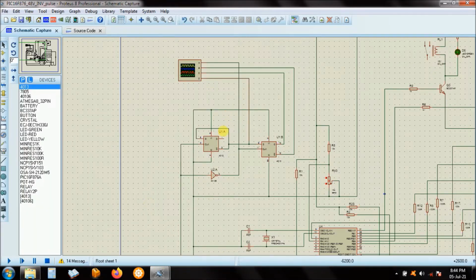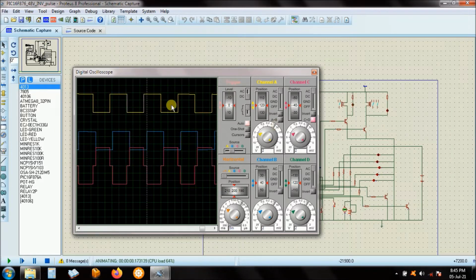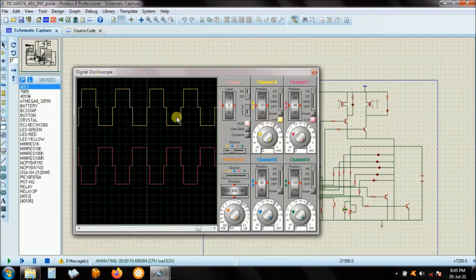Okay, I remember we are actually inputting low pulses here. So when we are inputting low pulses, this is what comes out. Okay, we run, check channel A and channel B, right? I add channel A and channel B. You see, these are the signals that we want. Okay, right.